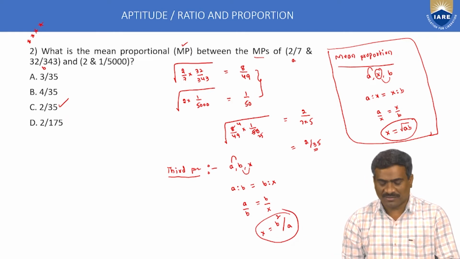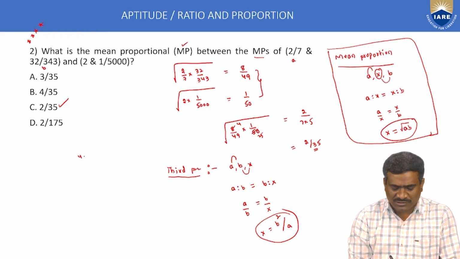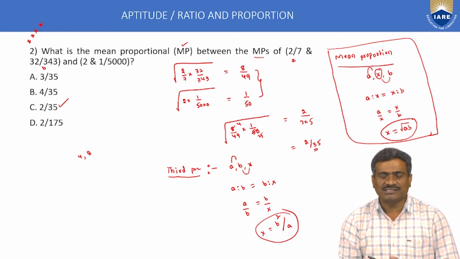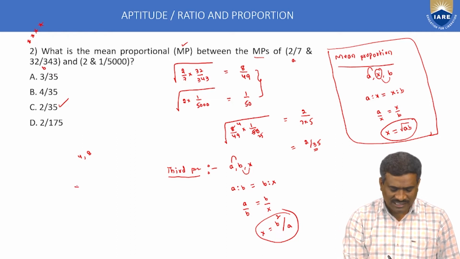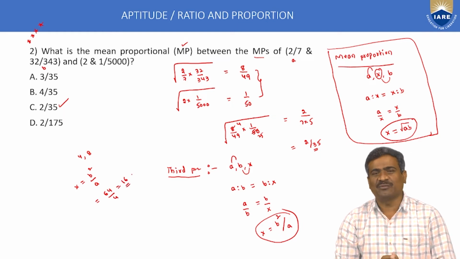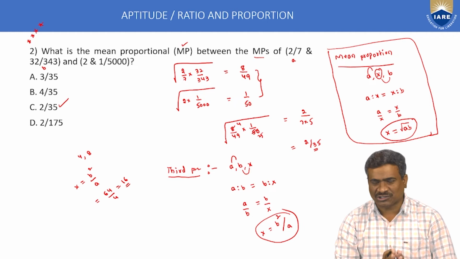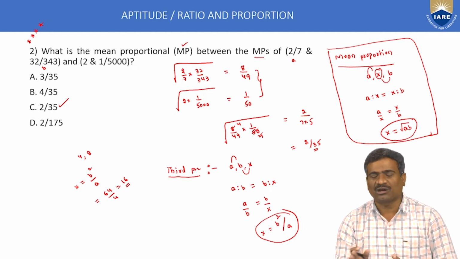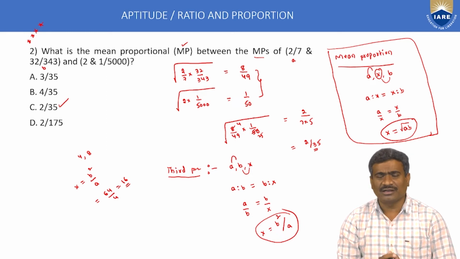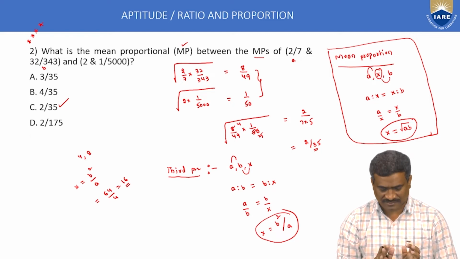Suppose example, find the third proportional to 4, 8 is dash. 4, 8 third proportional x is equal to b square by a, where b is equal to 8. 64 by 4 is equal to 16. This is about third proportion definition. Mean proportional root of AB, third proportional B square by A. Apply proportion logic, that is equality of ratios.